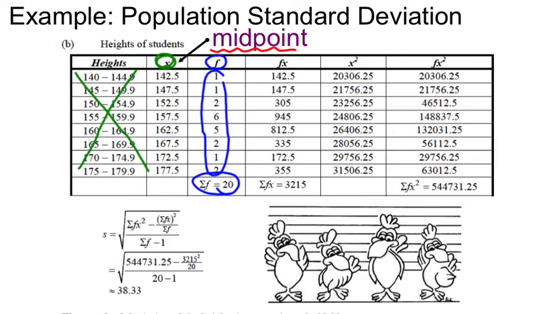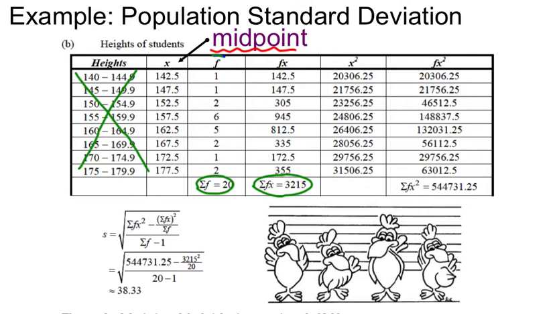And then, if you remember from the bowling problem, we took the frequency times X. So 142.5 times 1, 142.5. Then we took 147.5 times 1, 147.5. And we did that all the way through that third column there. And we now have the sum of f times x.